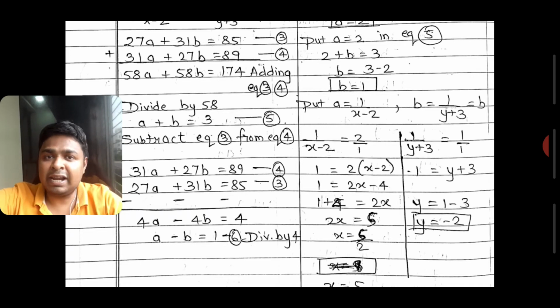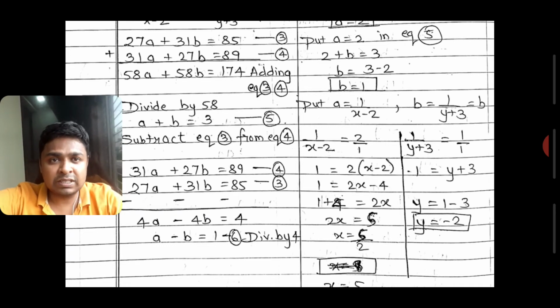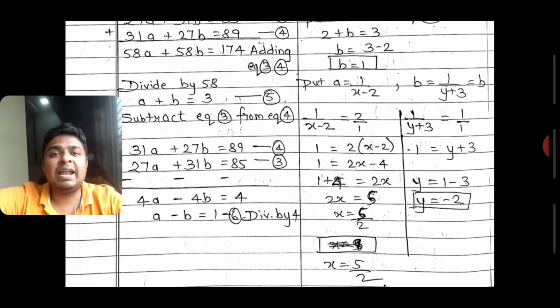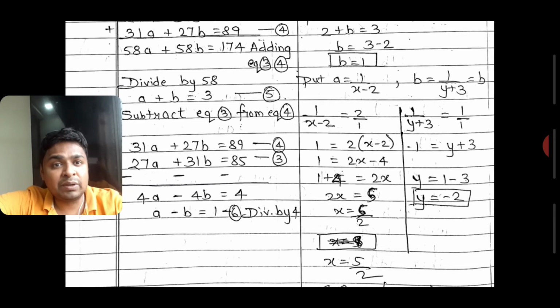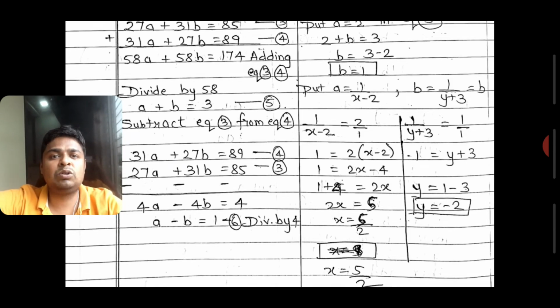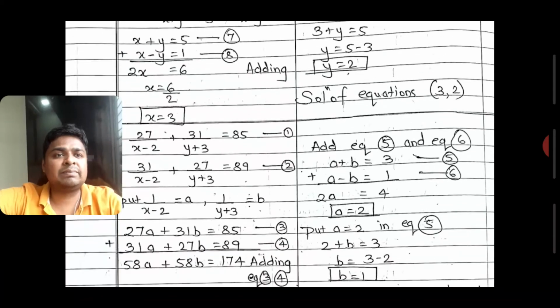So first of all I did substitution, then I did addition of the new equations. I got the next equation, understood? Then I do subtraction, I will get another equation, that is 31a minus 27a will give us 4a. 27b minus 31b will give me minus 4. So I divide throughout by 4, I get a minus b is equal to 1.